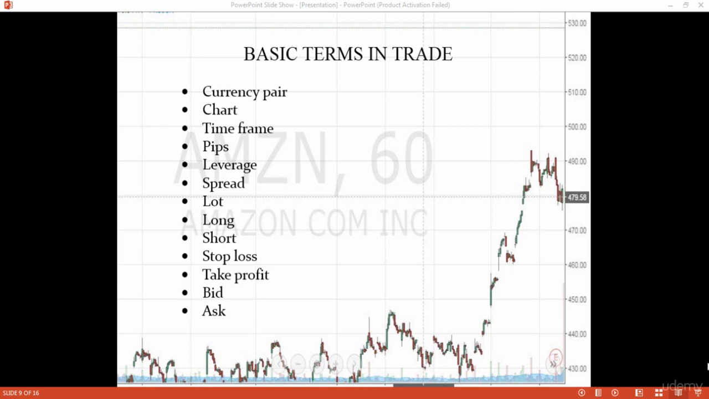Basic terms in trade. Before you begin trading on the stock exchange, it is necessary to learn the basic terms and the concepts used in trading. These concepts include: currency pair, chart or graph, time frame or time zone, pips (the measuring unit on the stock market), leverage or financial levers, spread or brokerage commissions, lot (size of stake), long (buying position), short (selling position), stop loss (loss option limits), take profit (limit gain option), bid price, and ask price. We will now explain each of these concepts in a little more detail.